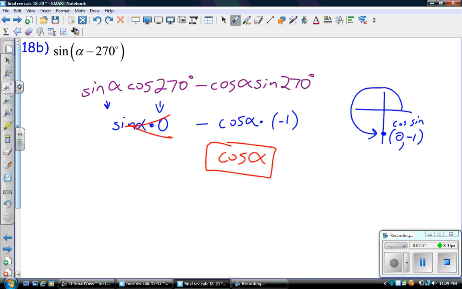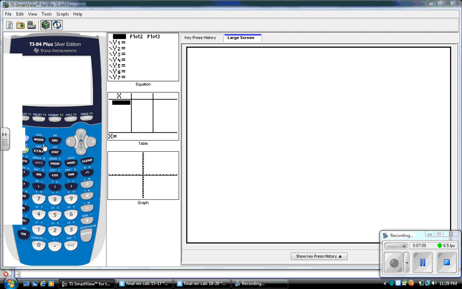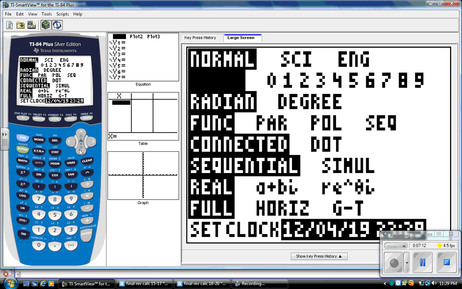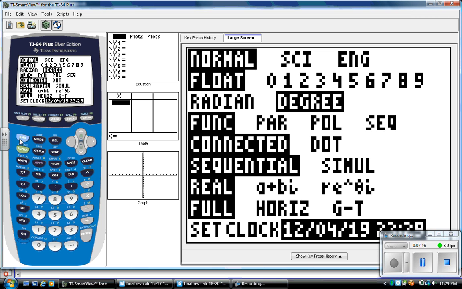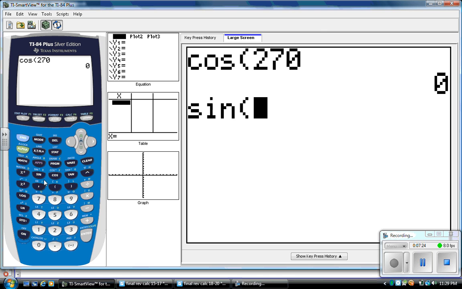And by the way, again, you've got a fancy calculating device. If for some reason you blank on how to do the cosine and the sine of 270, you'd have to go to degrees, because those were degrees. But then you can just simply type in cosine of 270. There it is, 0. Sine of 270 should be -1. And voila, you're good.